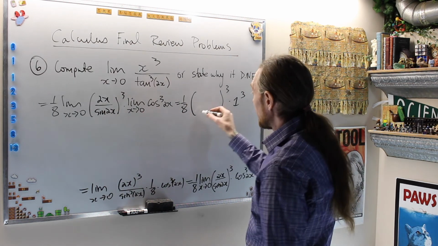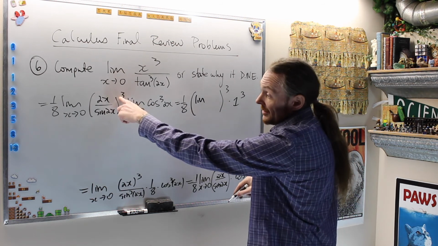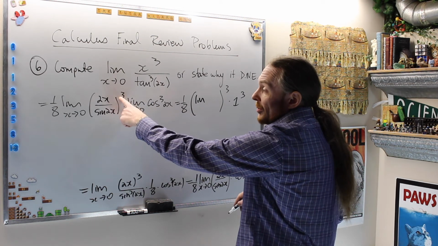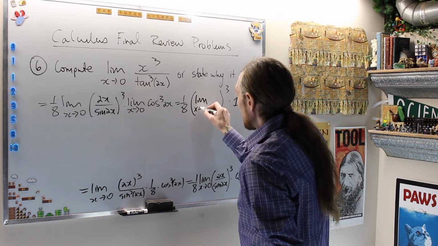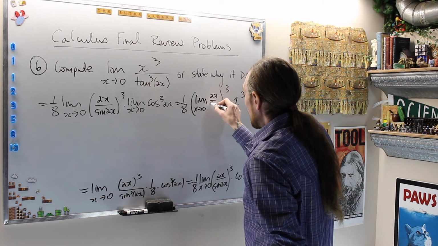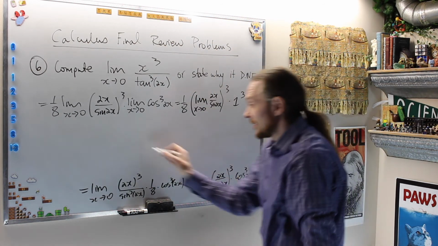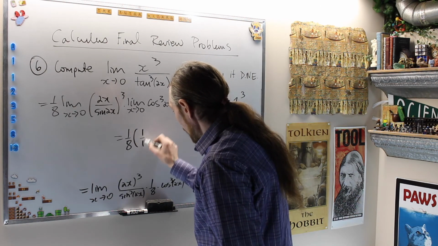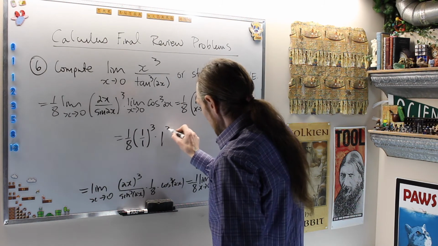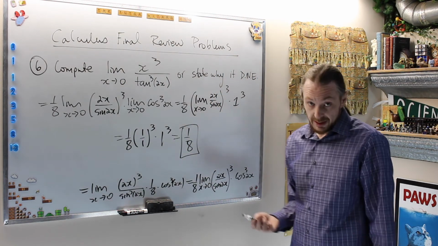And so I can switch the limit in a continuous function, they tell us. So the cubed function is continuous, so I'm going to switch those. This is the limit as x approaches 0 of 2x over sine 2x, and then that's 1 over 1, that limit. So this gives us 1 over 8 times 1 over 1 cubed times 1 cubed, which is 1 over 8. This limit exists and is equal to 1/8.